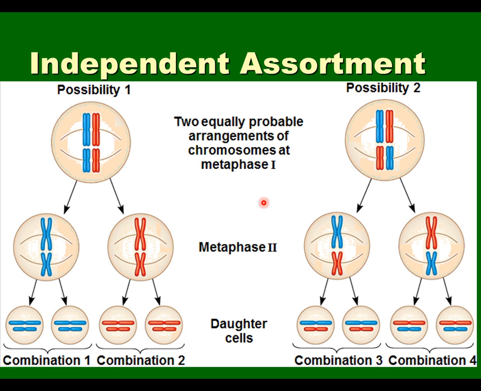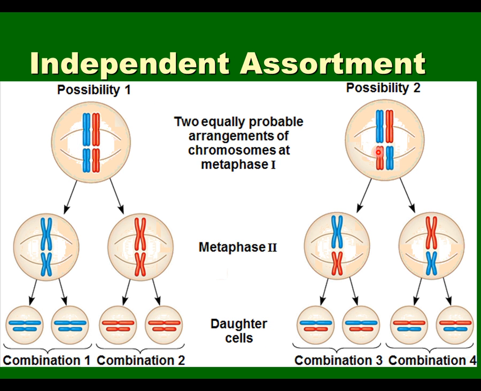That, of course, creates 4 different sperm, or 1 major egg and 3 polar bodies. Possibility 2 is the same process. The only difference is the red and the blue smaller chromosomes line up in different spots. And so what ends up occurring is we end up with 4 different cells that have different chromosomes. So genetically, these 4 are different than these 4, and all that occurs because of independent assortment.